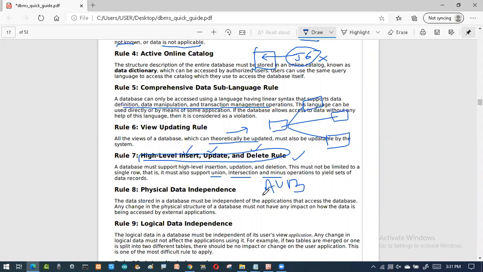So here A is an entity, B is an entity. When I'm saying A entity and B entity, that means whatever data is there in A and B should be displayed together as one, though it is stored in different places. But when I say I want to combine this, it should support that. So that is what union is. Union means all the data relevant to A and B should be combined and displayed on the screen.